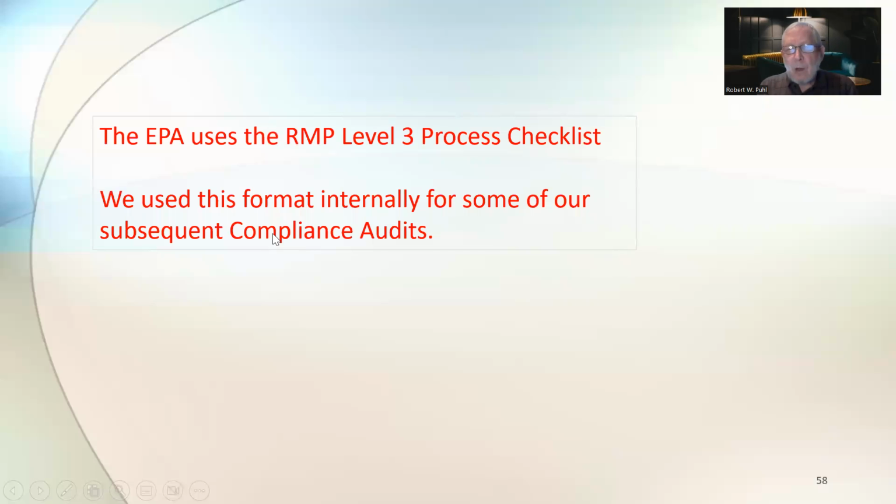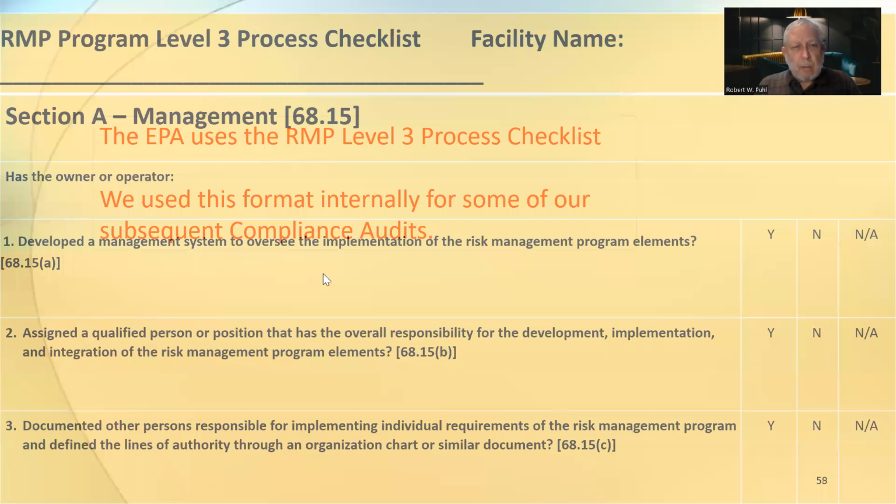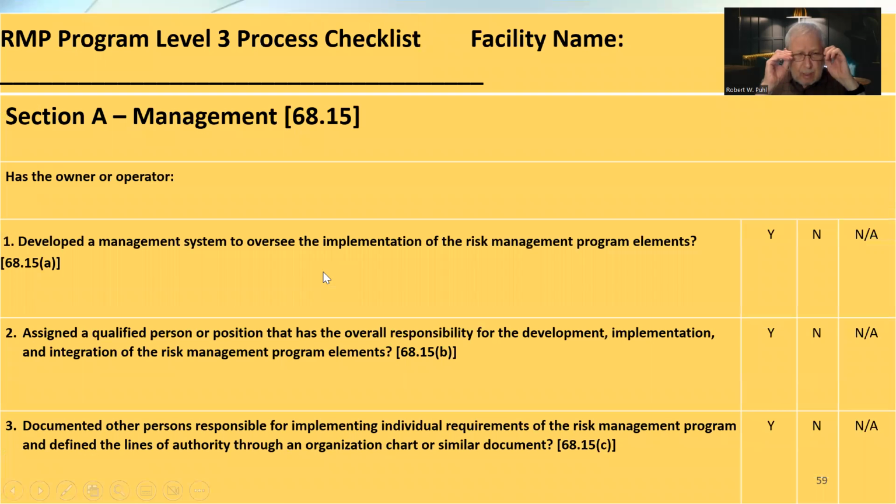Now the EPA uses the RMP, Risk Management Plan Level 3 process checklist. And we use this format internally for some of our subsequent compliance audits. We had the compliance audits done by, of course, our consultant. And then, of course, EPA came in and did them at 3 plants. And after that, though, we would just do them ourselves and would use this level 3 checklist. This is the RMP, Risk Management Plan Program Level 3 process checklist.